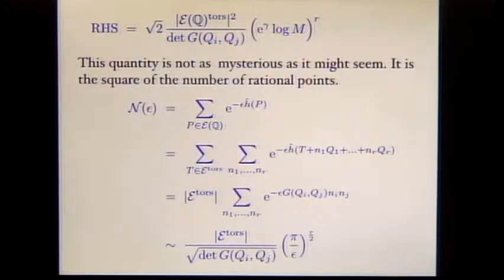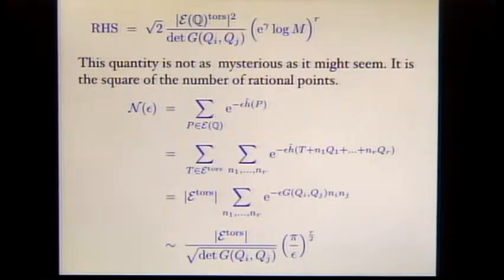Suppose you want to count the number of rational points. That number will be infinite, so we put a cutoff, and we count the number of points less than a certain height, 1 over epsilon, say. So you might be tempted to perform this sum. Now each point P can be expressed uniquely as a torsion point plus a sum of a number of generators. So the sum is exactly this.